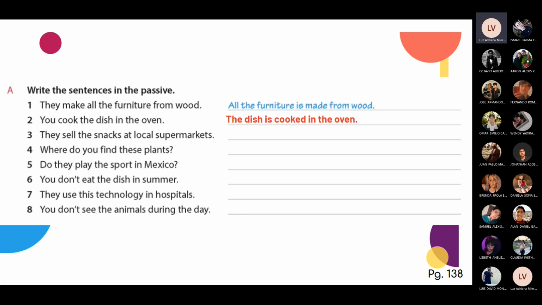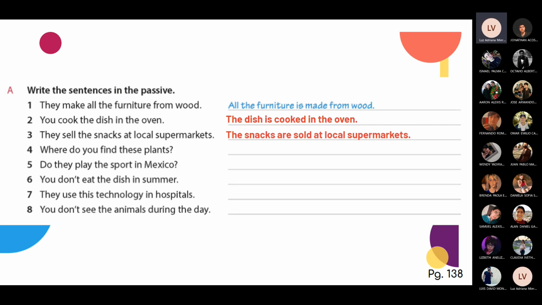Number 3, Jonathan. The snacks are sold at local supermarkets. Great. And I'm glad that you used the appropriate verb to be. Since it's snacks, it's plural. Obviously, we have to use are, right? Excellent. Number 4, this is a good one.